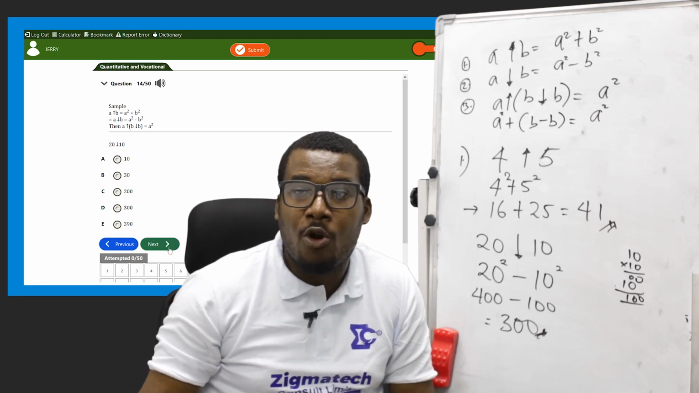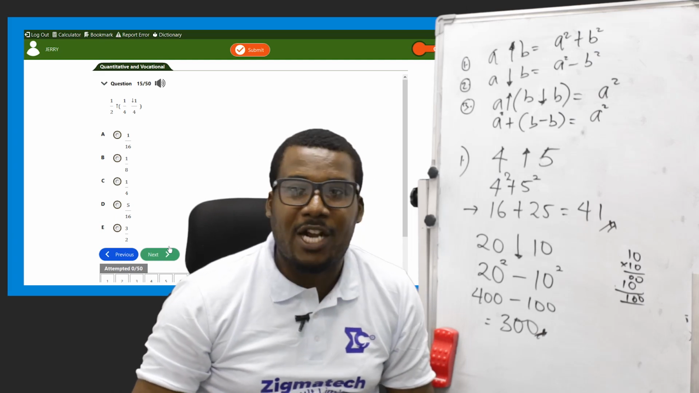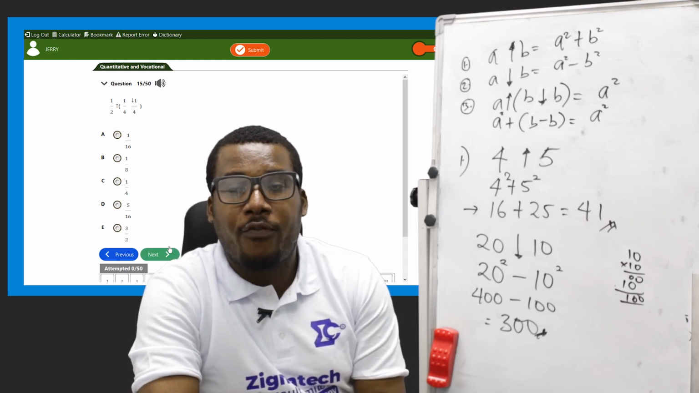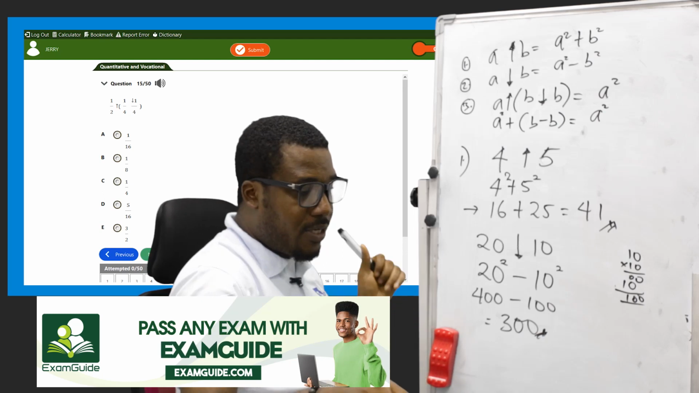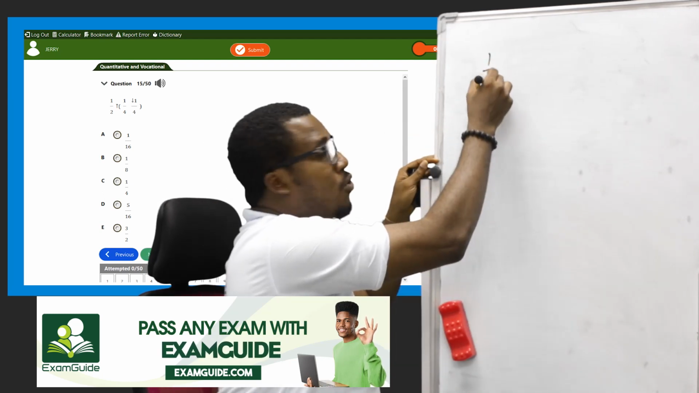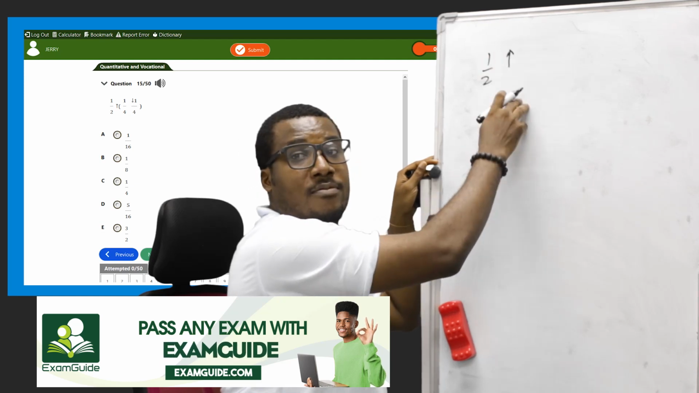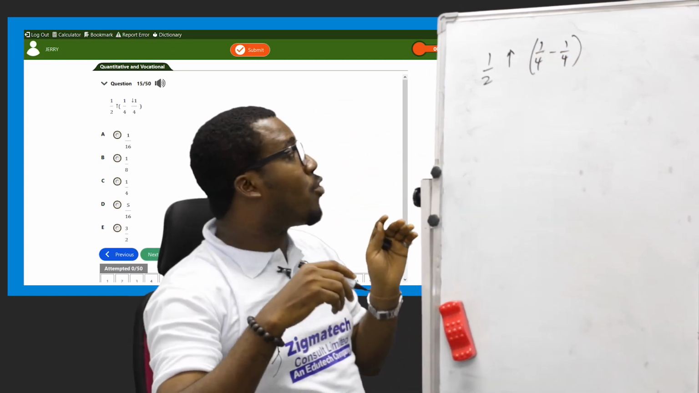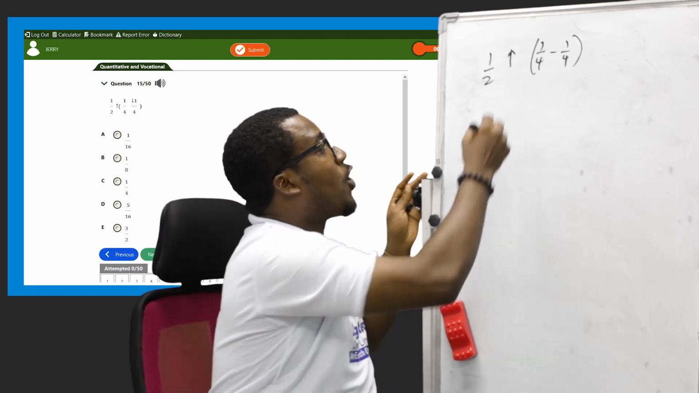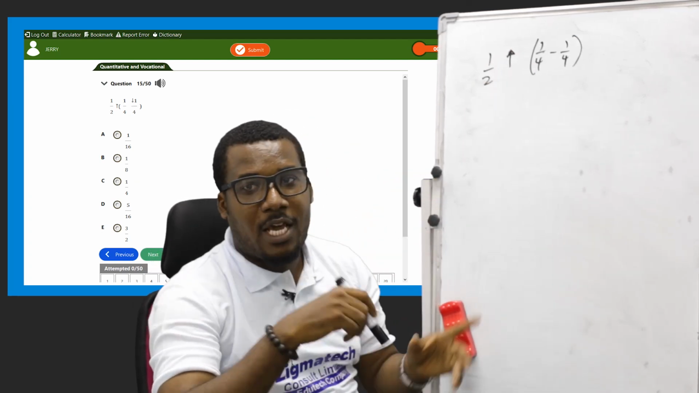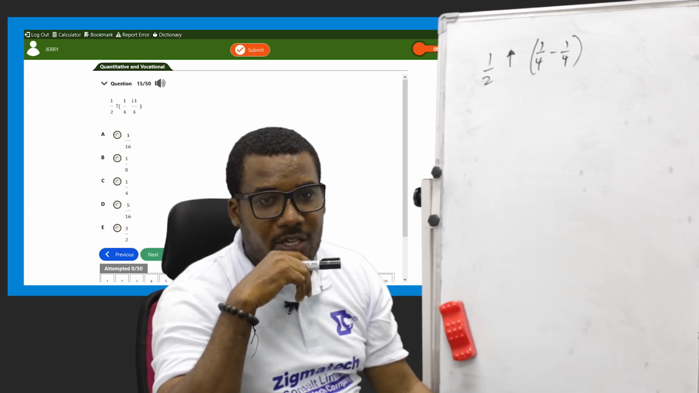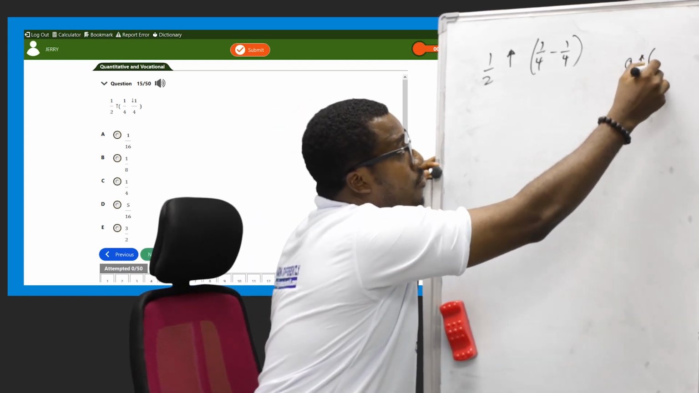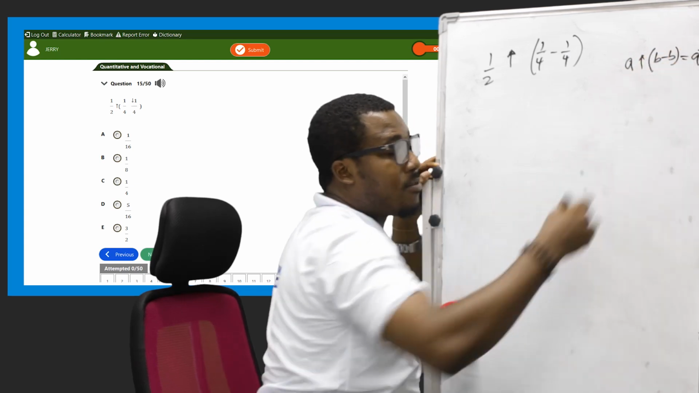Now let's see a more tricky question where we are dealing with fractions. Question 15 talks about a fraction here. Now we have a fraction 1 over 2, with an arrow up, bracket 1 over 4 minus 1 over 4. Now, do we remember this question? Of course we do. It is under the third case study, or the third sample given to us, where they say A, bracket B minus B, is equal to A squared.